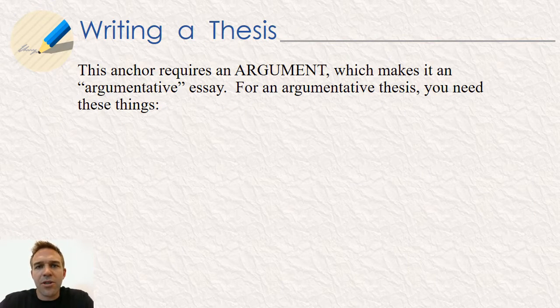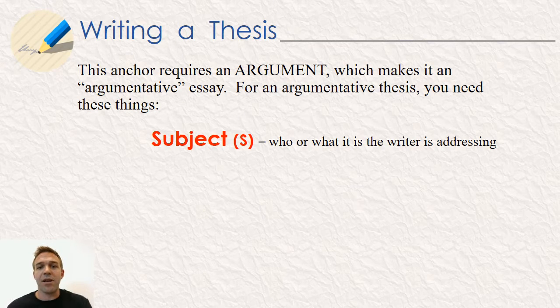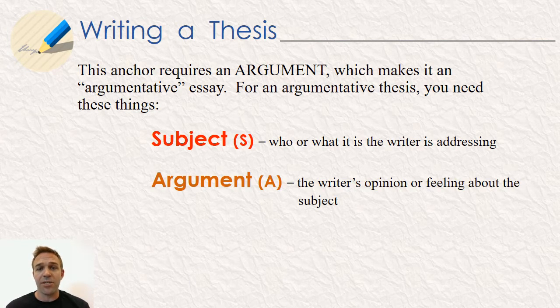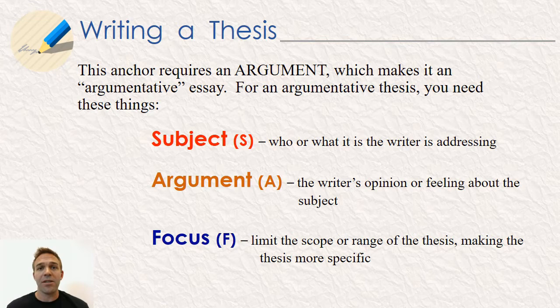So the anchor is an argumentative essay, which means you're going to need an argument in your thesis. For an argumentative thesis, you need to have a subject. This is who or what you are addressing. You also need, obviously, to have an argument. This is going to be your opinion, your feeling, your point of view about the subject that you're addressing. And finally, you need a focus. The focus narrows the scope, narrows what you're talking about to a very specific focus point.